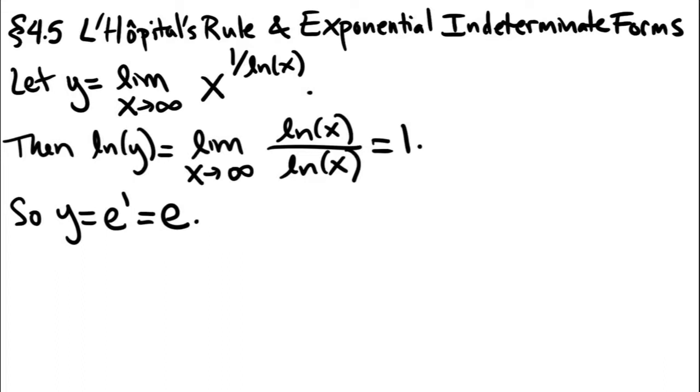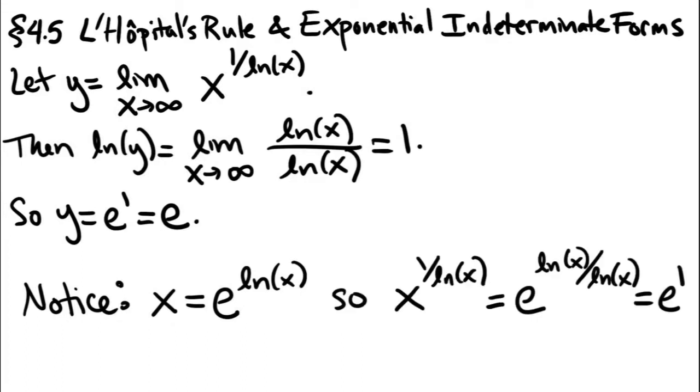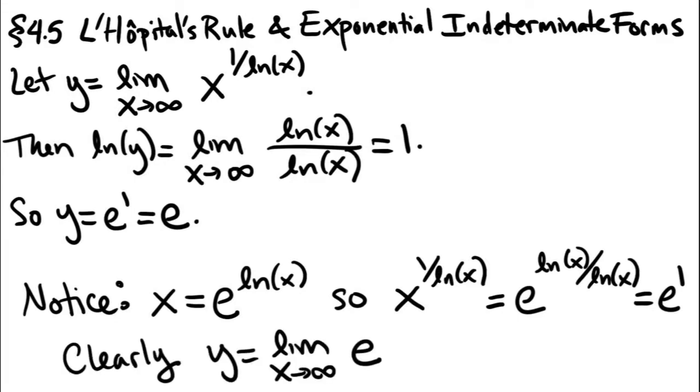You might also notice instead that x equals e to the natural log of x, because e to the x and ln x are inverse functions. So x to the 1 over ln x is literally e to the 1, is literally e. If you notice this at the beginning, then clearly we're saying y is the limit of e, which is just e. So that would be sort of a shortcut way to do this limit. But if you didn't notice, our method still works.